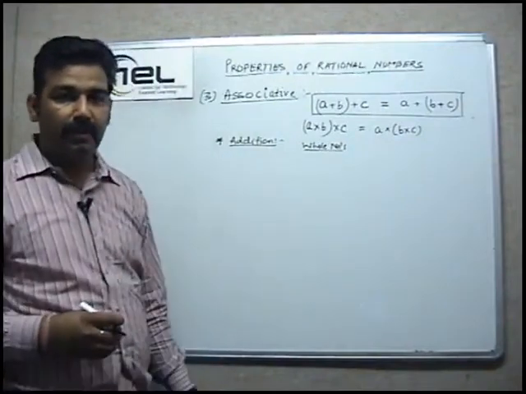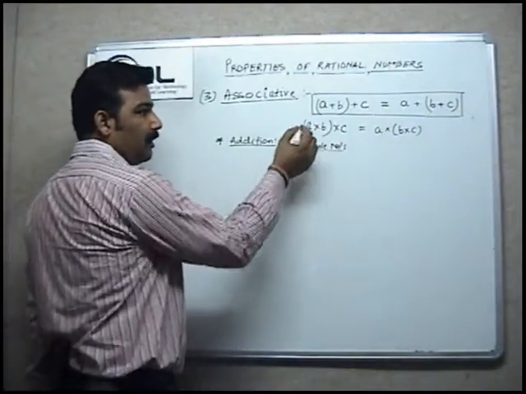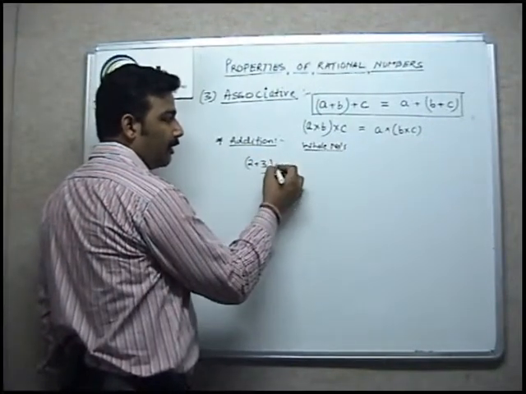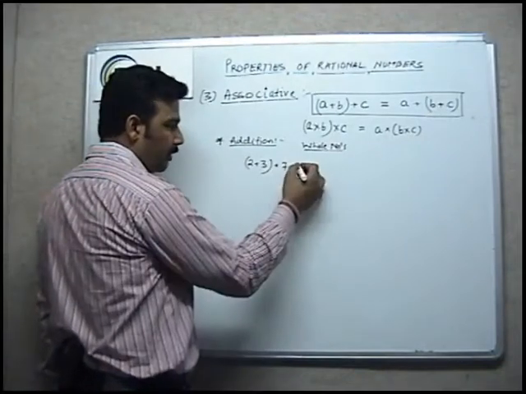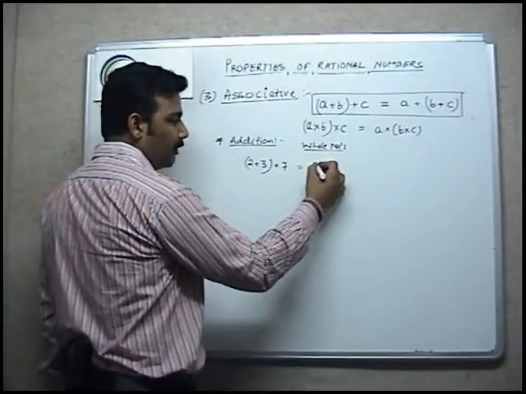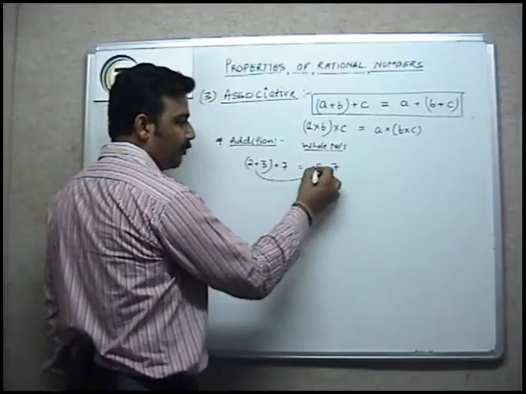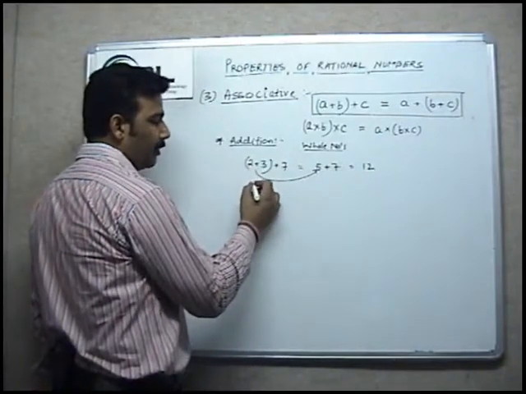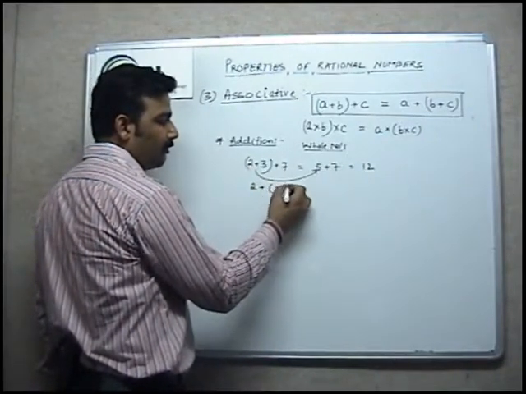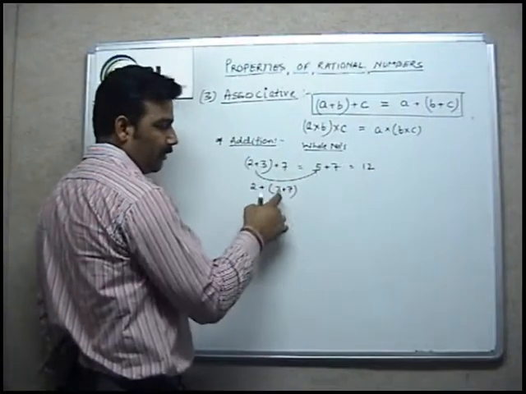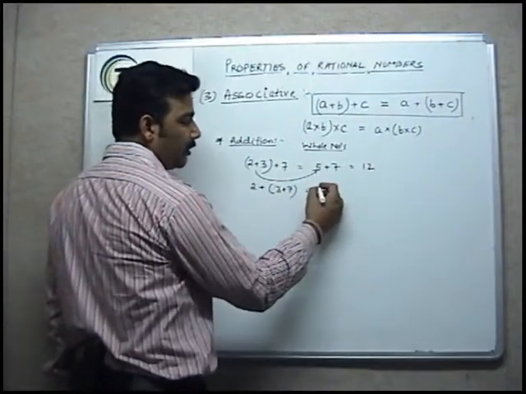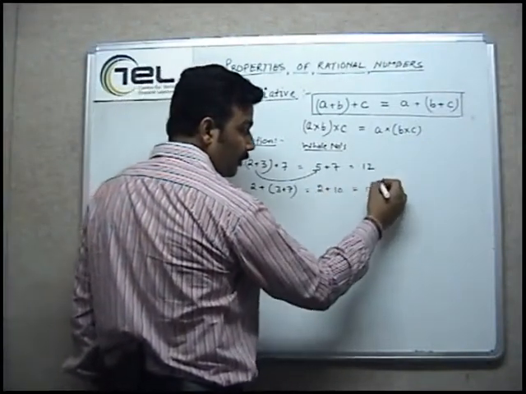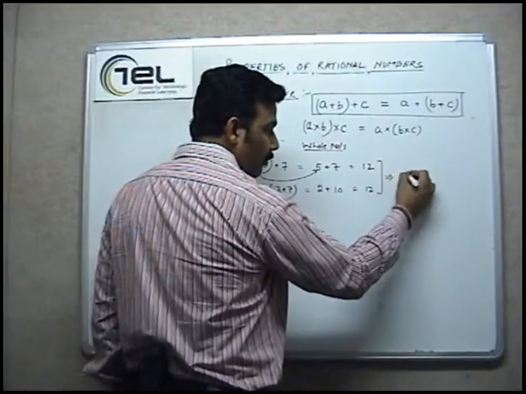In whole numbers, what is happening? If I say 2 plus 3, 2 and 3 are whole numbers, and they are added with 7. What is the resultant? The resultant is 5 added with 7. The resultant of 2 and 3 is 5, and the answer is 12. Take another way. If 2 is added with the resultant of 7 plus 3, which is 10, then 2 added to 10 comes to be 12. That means it holds true.